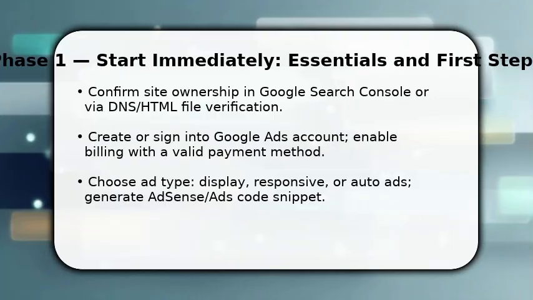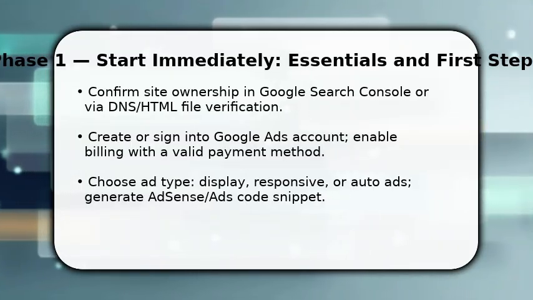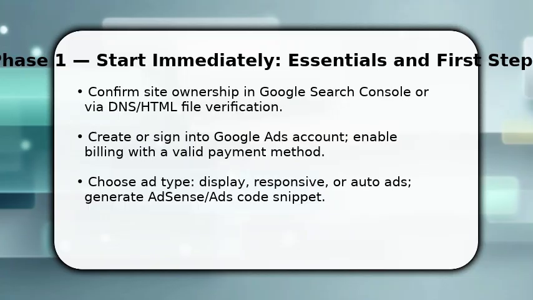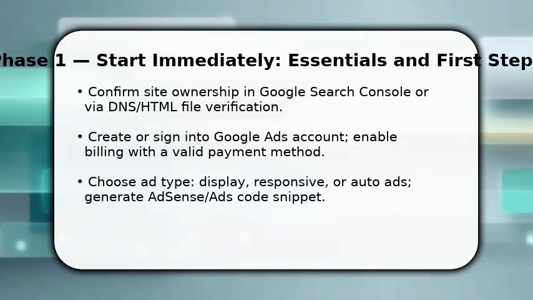You'll begin by verifying ownership and creating the account. This ensures you control the destination. Once done, add billing details so ads can run without delays. Next, pick the ad format, display, responsive, or auto ads, because format affects user experience and revenue. Then generate the ad code or link your AdSense account.